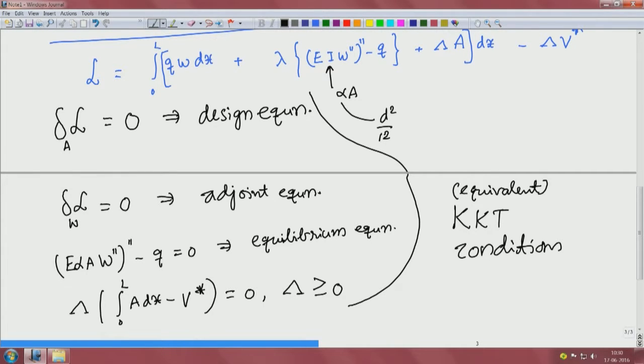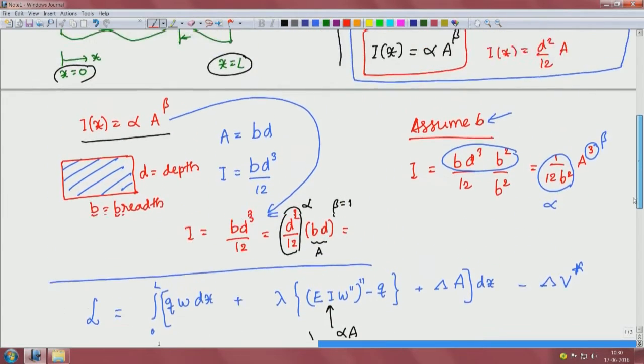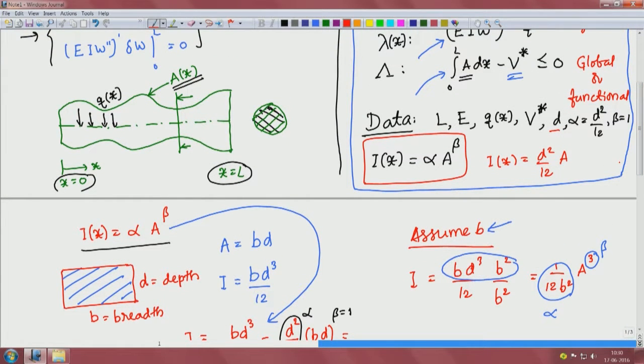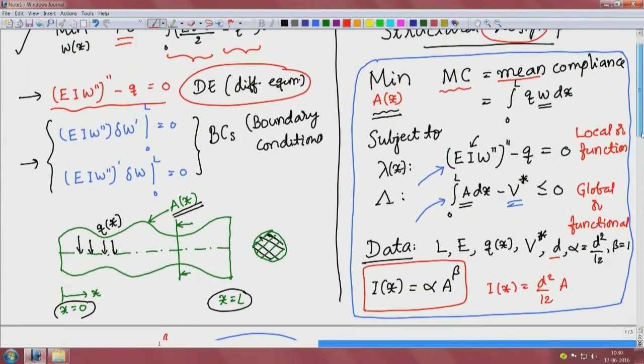So, again we should always count the number of unknowns and equations to see if we have enough equations to solve for those unknowns. The unknowns are: we do not know A of x, that is our design variable. We also do not know w of x, we do not know lambda of x, and we do not know this uppercase lambda over here. When you have this, in fact, you have to look at all the variables in the problem statement and see what is in the data; whatever is not in the data, we should say that is our design variable.